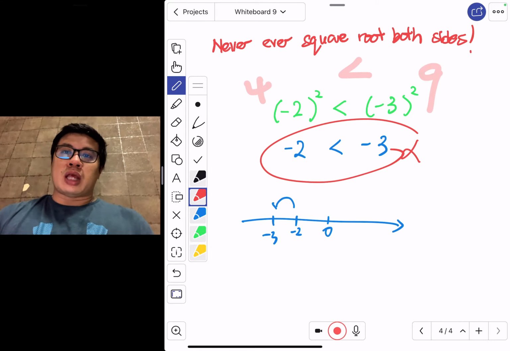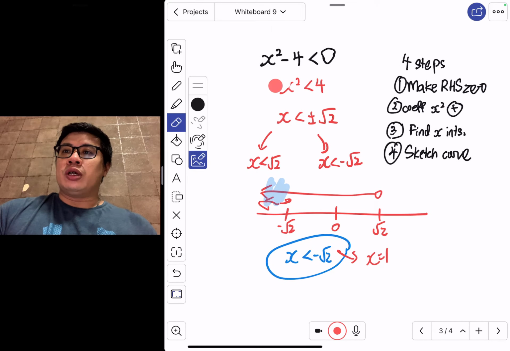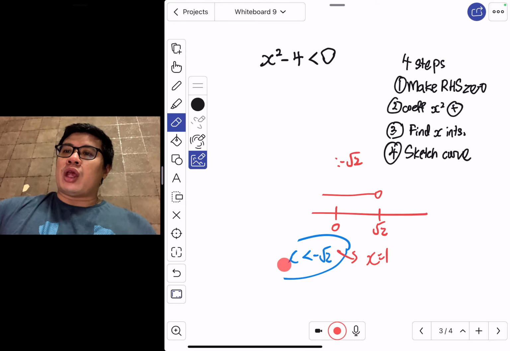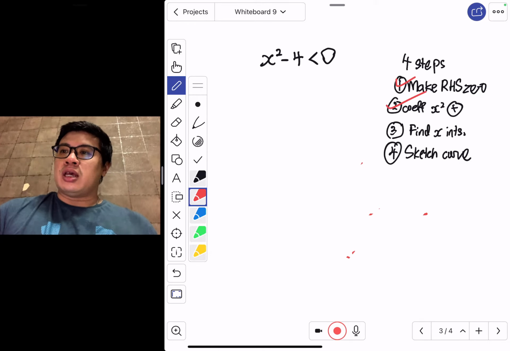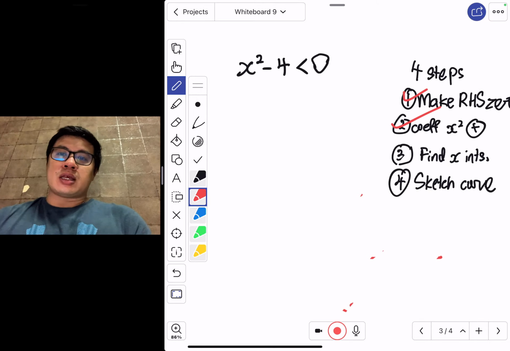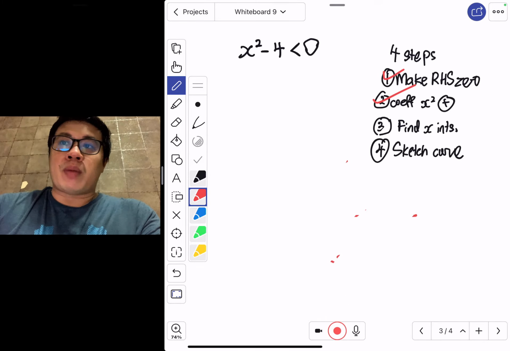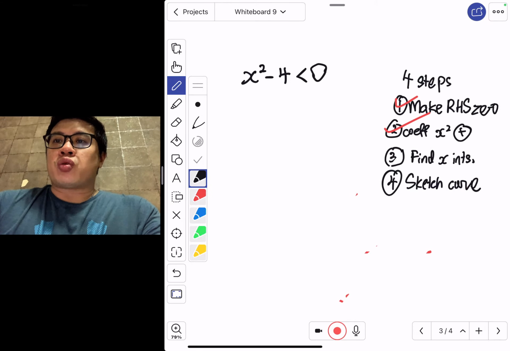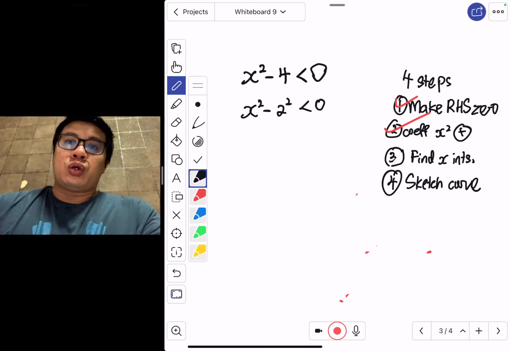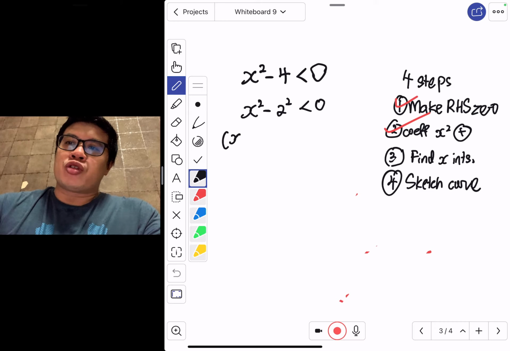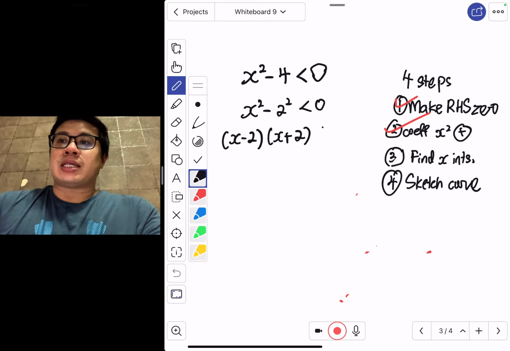So how do we do this question then? You go back to the steps that I said. You always make the right hand side 0, which is what I did here. You ensure that the coefficient of x squared is positive, which in this question, does it fulfill? Yes. You find the x-intercept. How do we find the x-intercept? We cannot square root both sides, so we factorize it. This is a squared minus b squared, like x squared minus 2 squared less than 0. So you factorize it using the algebraic identity: a minus b and a plus b less than 0.